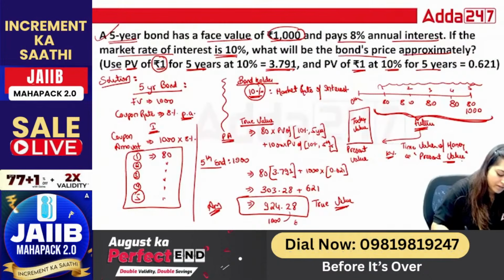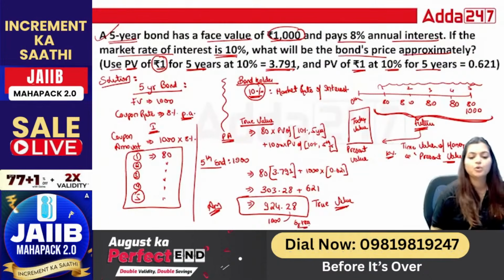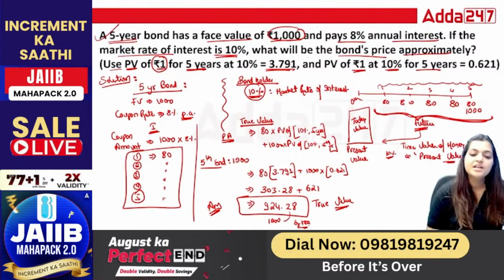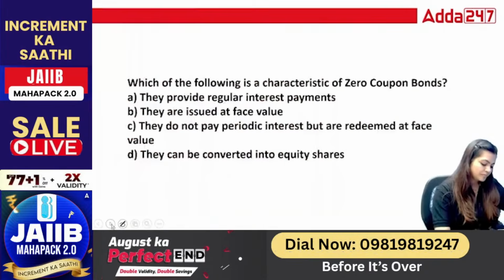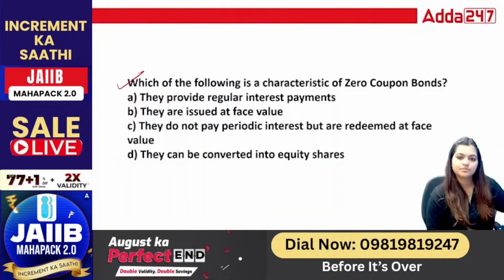The true value is only 924 and you are paying 1000, means you are paying extra. So this bond is overpriced. You will never purchase it. So this is how you need to calculate a bond's value. Let's solve one more question based on this unit only.